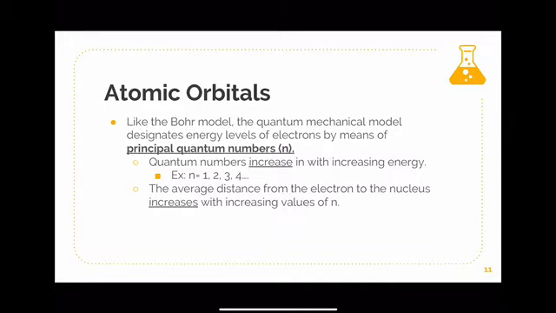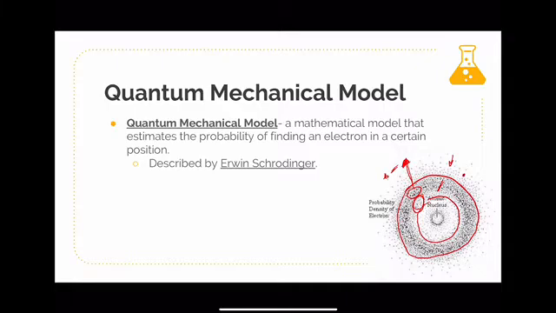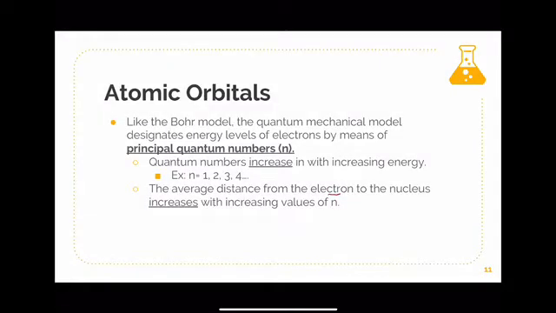And then the distance from the electron to the nucleus also increases with increasing values of n. So electrons out here are going to have a higher quantum number than they are in here, okay? These are going to have a higher quantum number. These are going to have a lower quantum number. These are also going to have more energy. These are going to have less energy. And that's basically what that's telling us, okay?